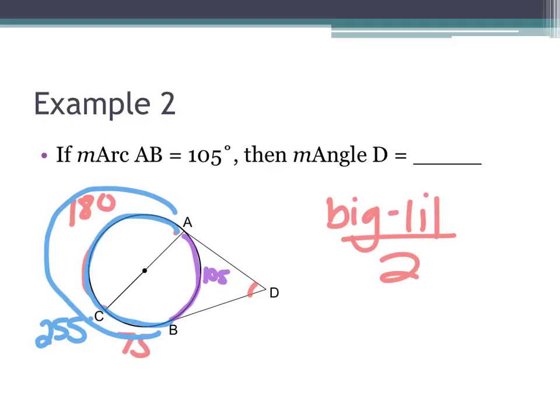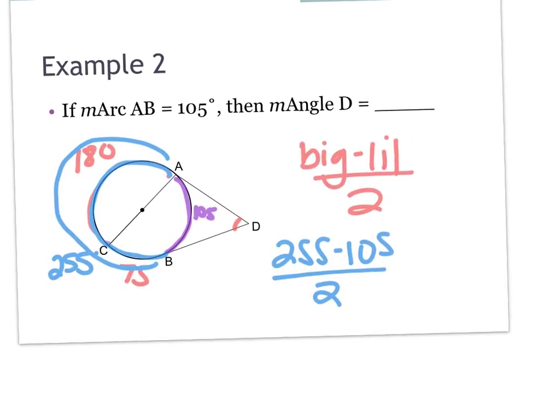Or I could have done 360 minus 105 and gotten it that way too. Either way, all that stuff still applies, it still makes sense. So if that's the case, then I would do 255 minus 105 divided by 2. So I get 150 divided by 2, which is 75 degrees.